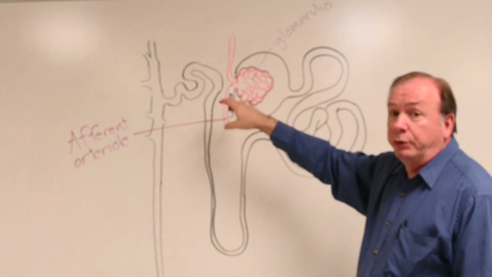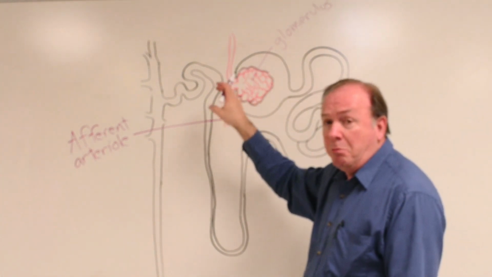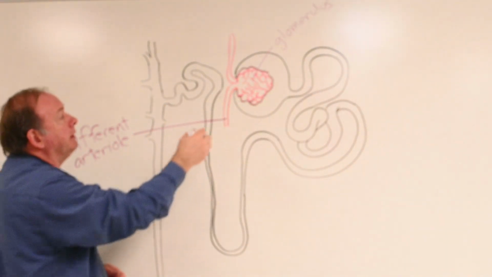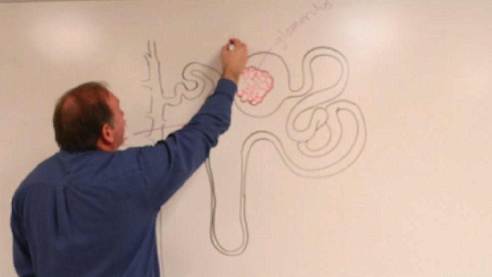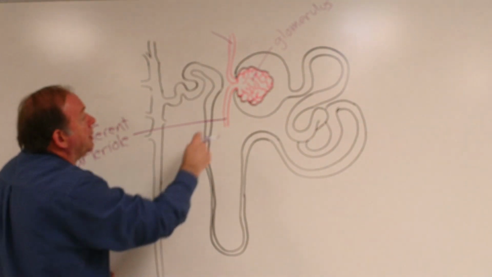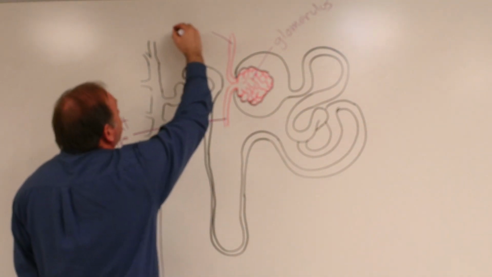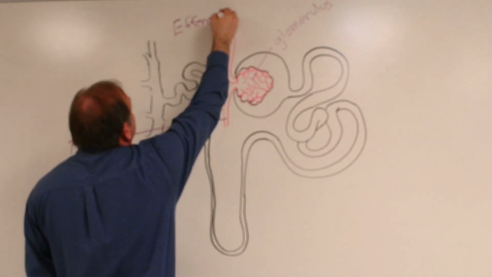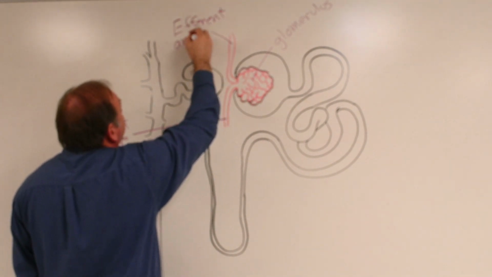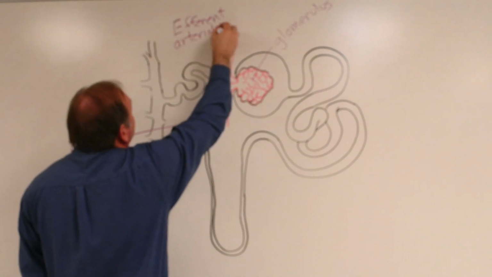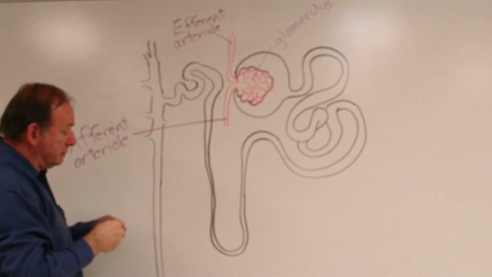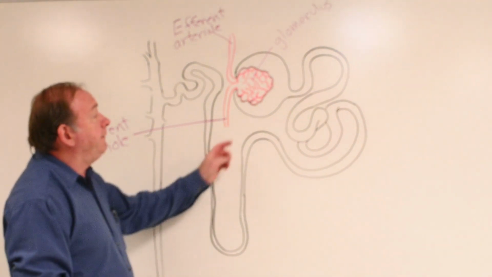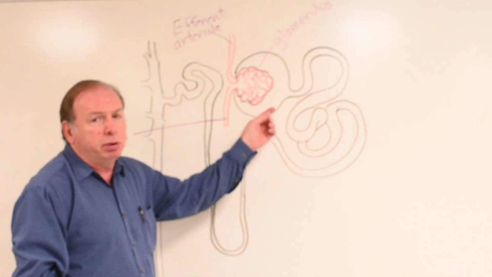After the blood moves through the capillaries of that mass of capillaries, sometimes called a tuft of capillaries, it moves into another blood vessel. It's called the efferent, or efferent, E-F-F-E-R-E-N-T, arteriole. And this is where filtration of the blood plasma occurs.